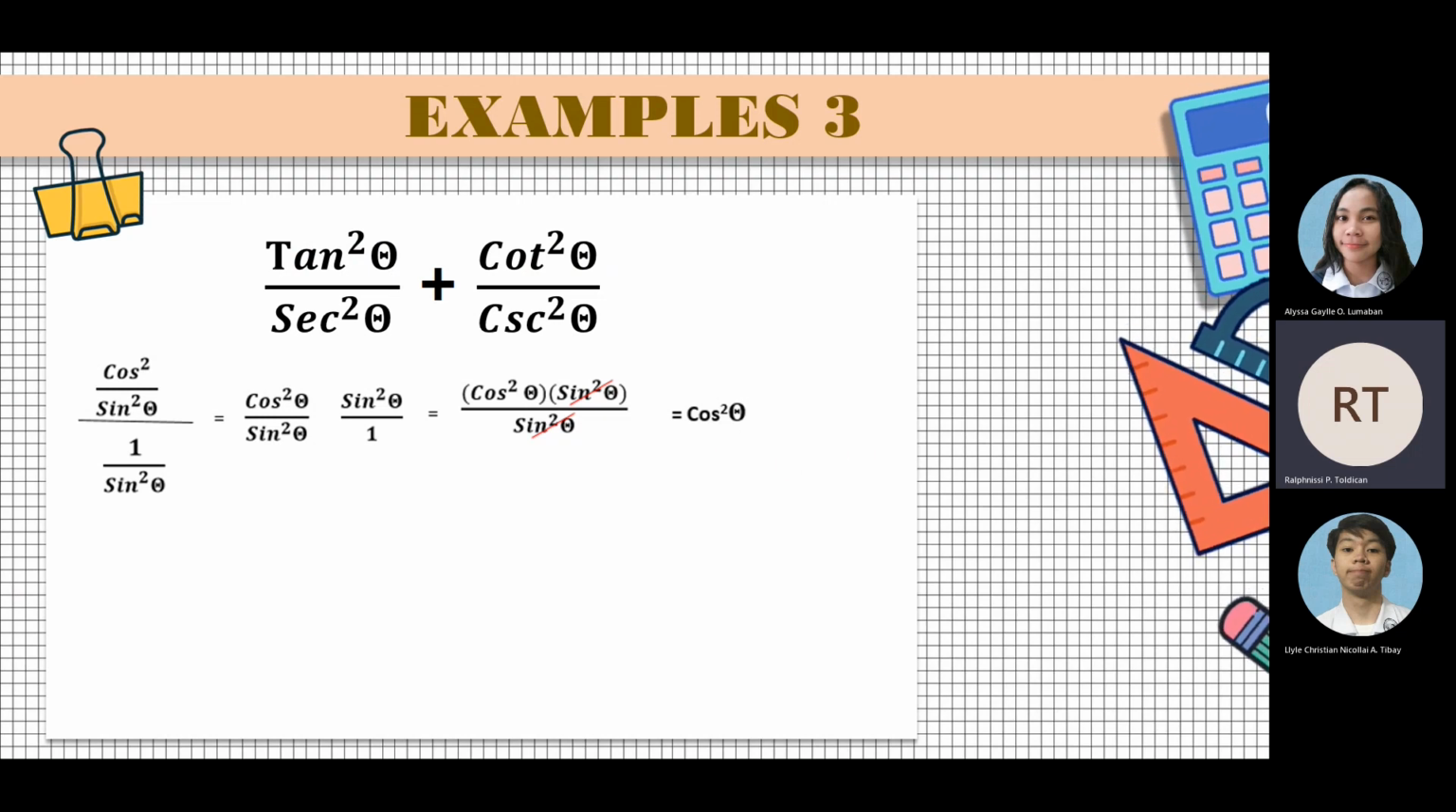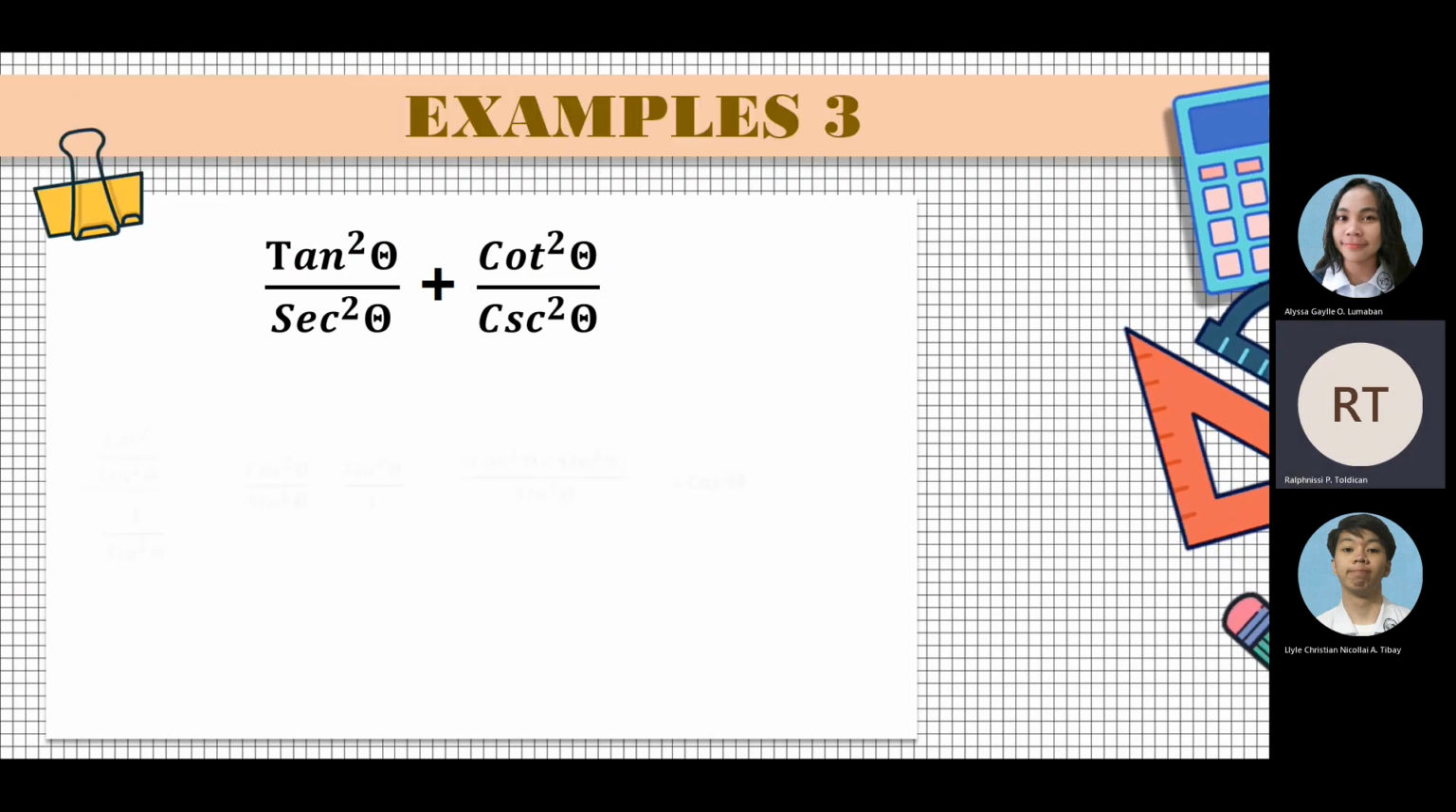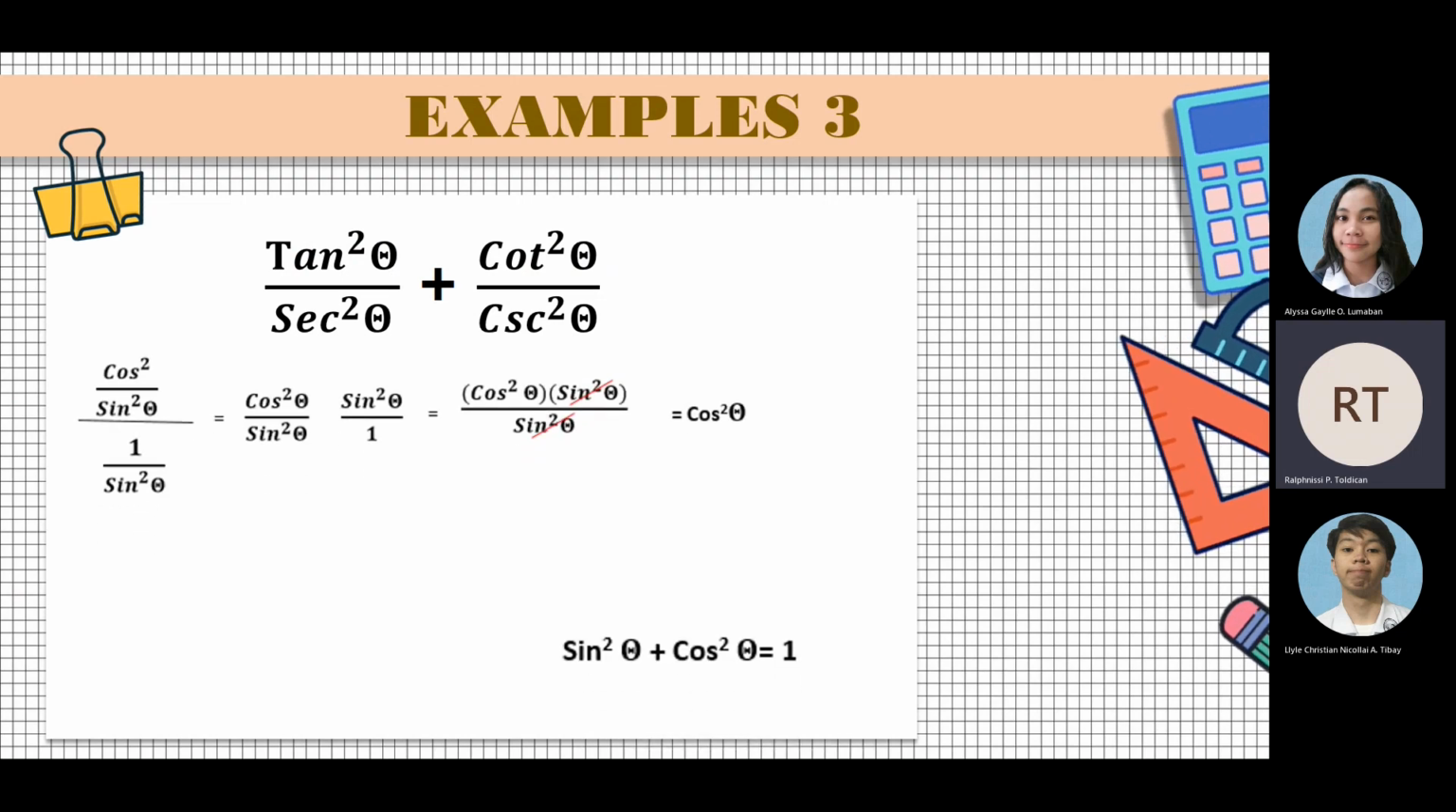Now we have solved both terms and we got sin squared theta and cosine squared theta. By looking at these two terms and the chart of identities, it undergoes Pythagorean identities, making it sin squared theta plus cosine squared theta equals 1, the final answer.